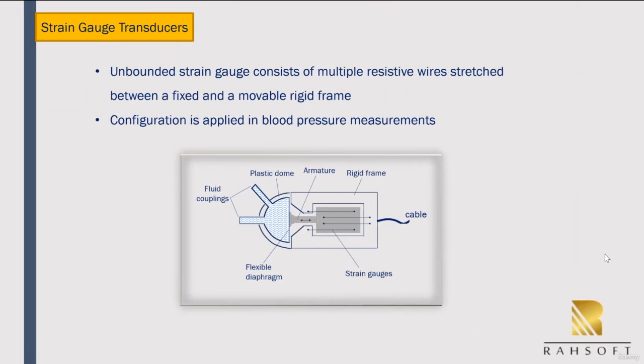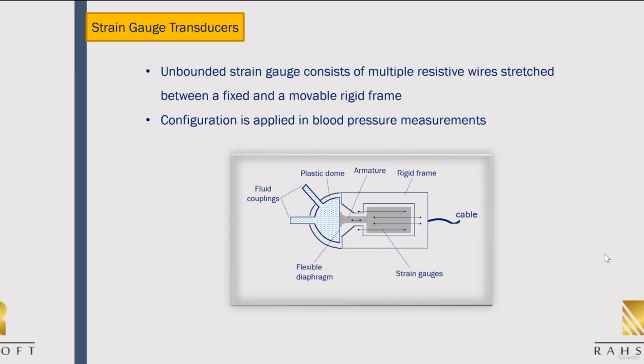An unbonded strain gauge consists of multiple resistive wires stretched between a fixed and movable rigid frame, which was shown on the last slide, as well as here. The configuration is applied in blood pressure measurements, and an example of this can be shown below.